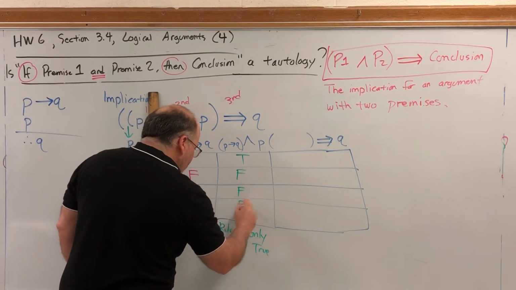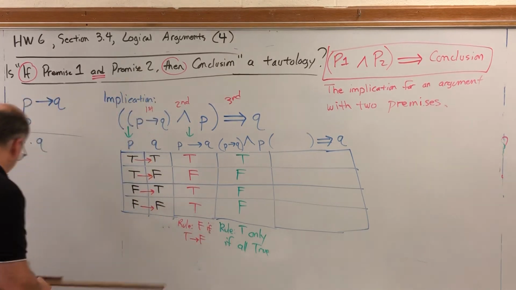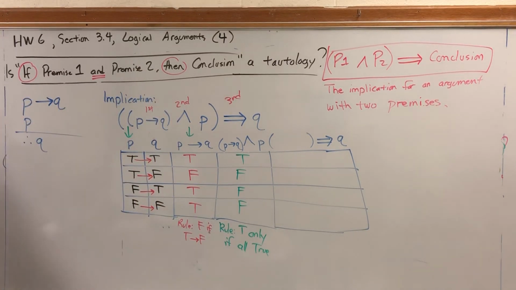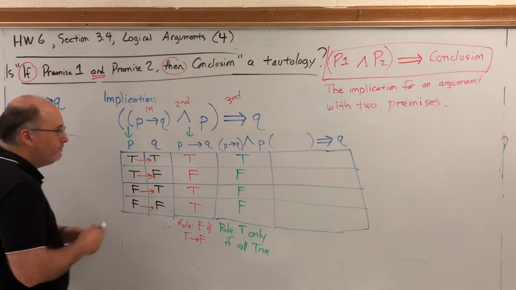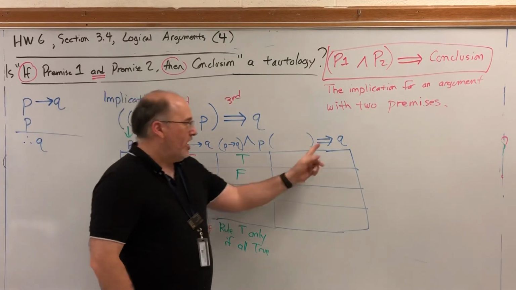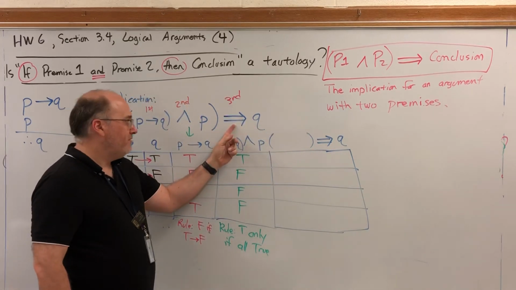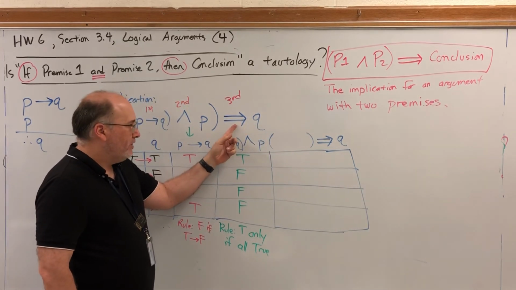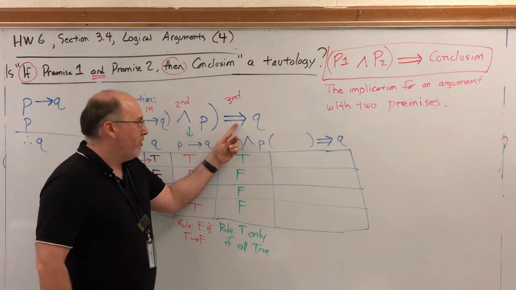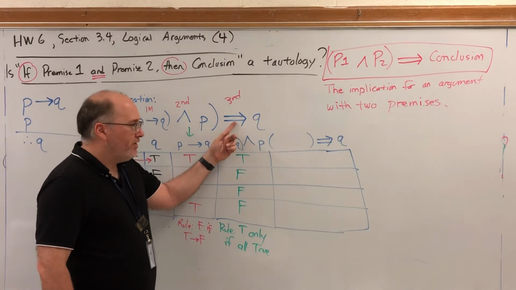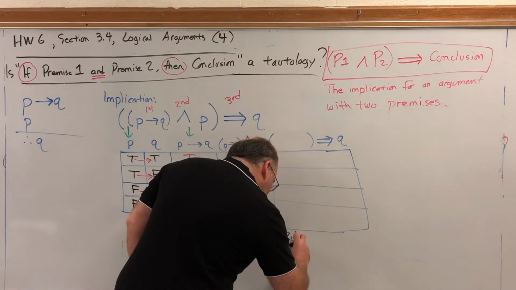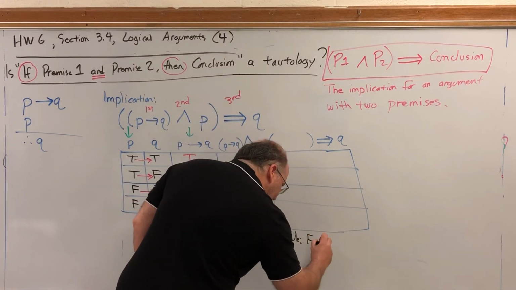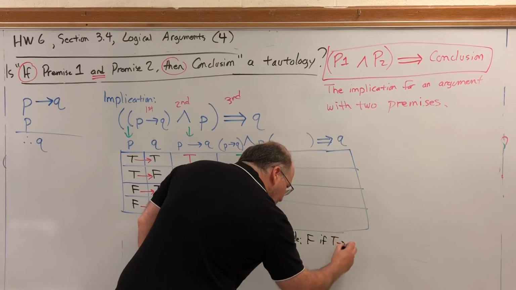False, false, false. And then the last column is built for the third connective, the implication. It's essentially a conditional, although technically it's called an implication, but it follows the same rule. So the rule is still F if T points to F.